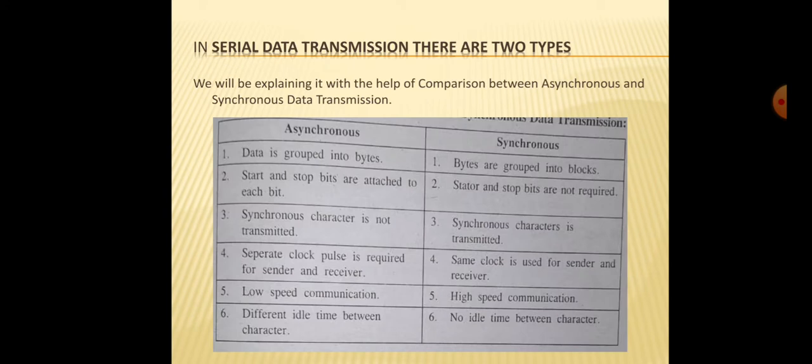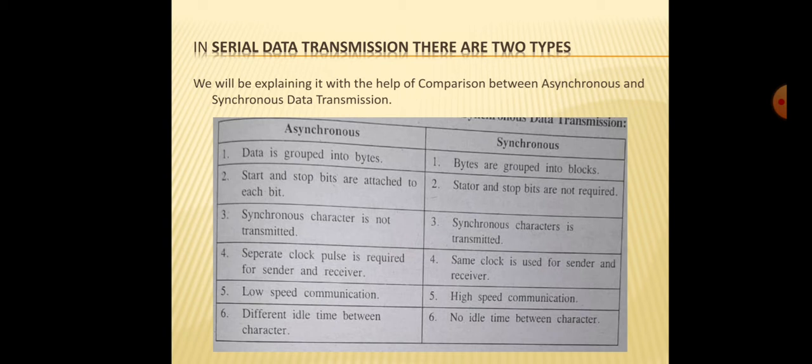Then next, this serial data transmission has two types. We can see them by doing the comparison. Okay, which are those? Asynchronous and synchronous. Okay, so here in asynchronous data is grouped into bytes. In synchronous, bytes are grouped into blocks. Start and stop bits are attached to each byte. In synchronous, start and stop bits are not required. In asynchronous, character is not transmitted as a block. Here character is transmitted in synchronous.